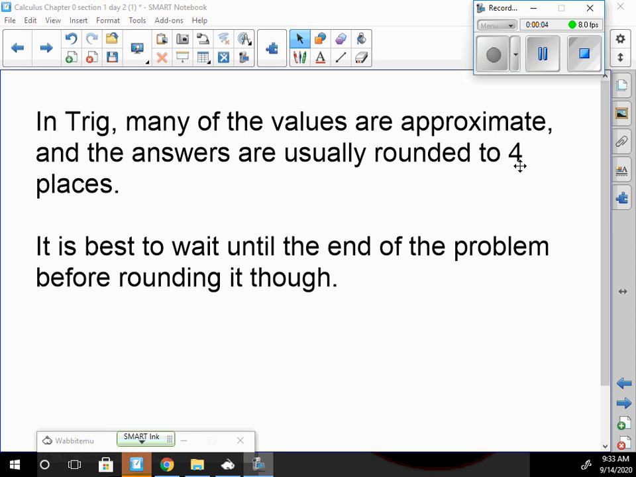As we start to get into more and more trigonometry, we're going to find out that the pretty numbers don't always show up. In fact, in trigonometry, many of the values are approximate, so our answers are usually rounded to 4 decimal places. It's best to wait until the end of the problem before rounding it, though. If I keep rounding off parts of my problem, then it's going to create an answer that ends up pretty far away from what my original answer would be if I didn't round it.